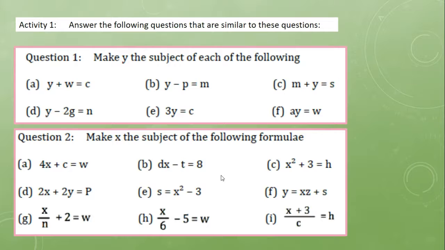Right, so activity 1, please. What I'd like you to do is to have a go at these questions below. They are all on rearranging the formula, to make a different letter the subject. Question 1 is a little bit easier than question 2, so have a go at those and see how you get on. If you're struggling, watch the Corbett Maths video links that were in the first slide.